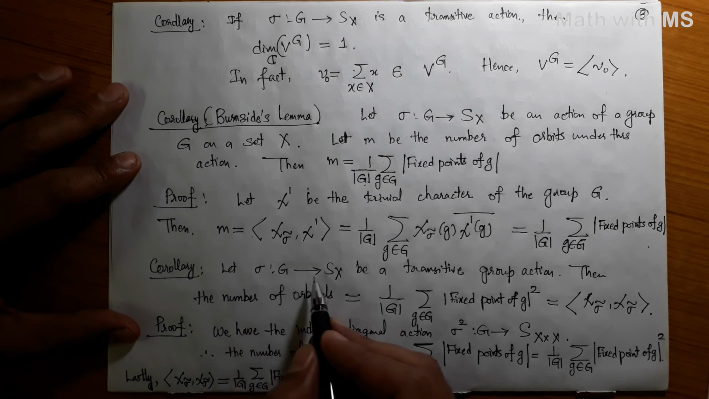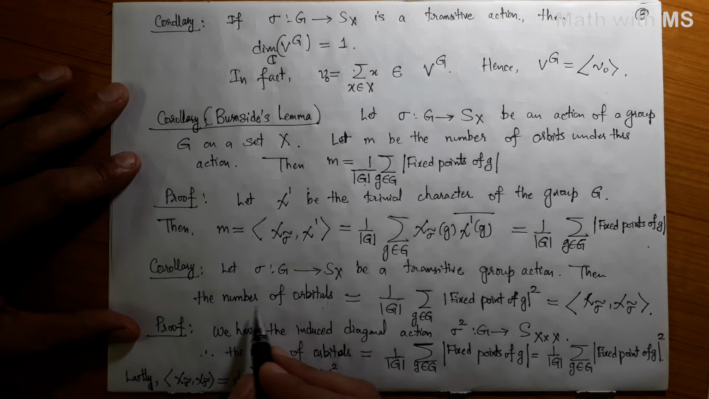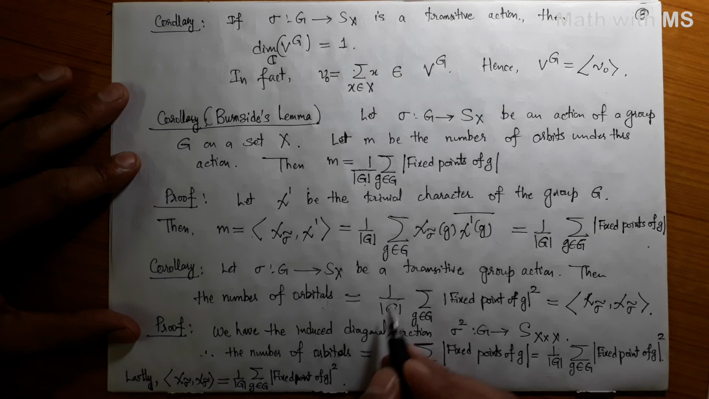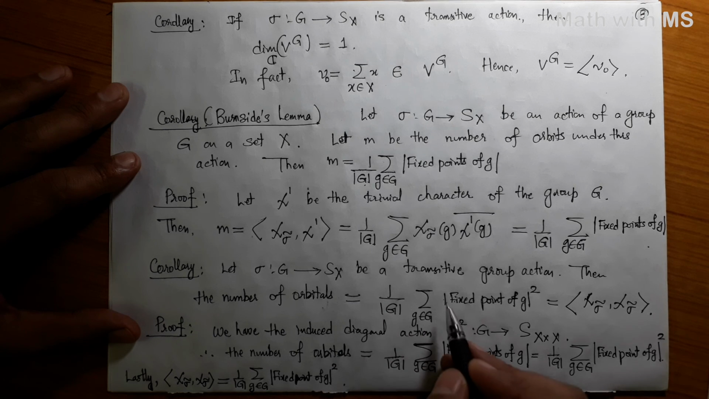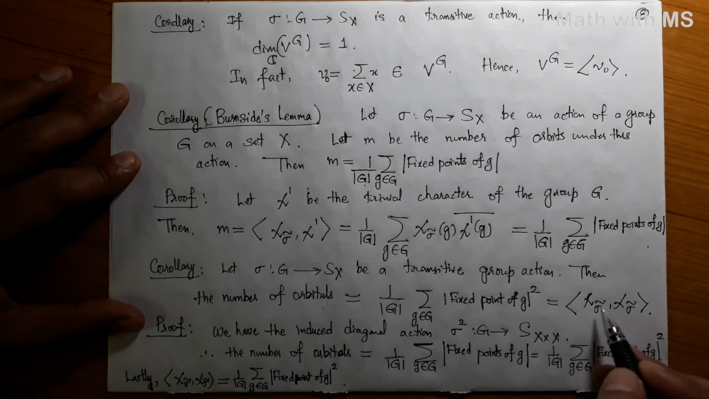Let sigma from G to Sx be a transitive group action. Then the number of orbitals is the same as 1 by order of the group G and summation over little g in G of the number of fixed points of g squared, which is the same as the inner product of the character of the permutation representation associated to sigma with itself.